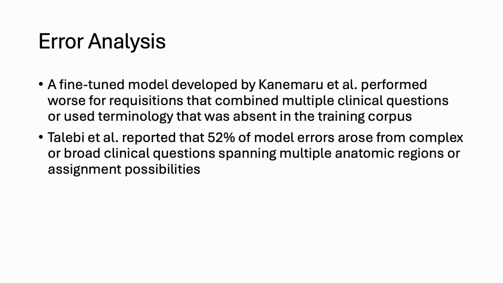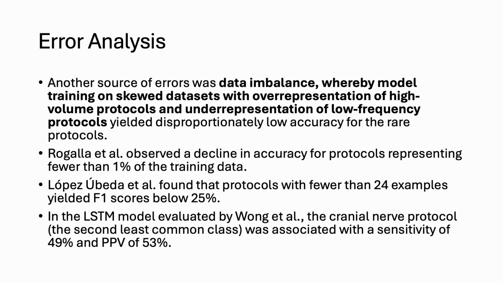Another common source of error were studies that had requisitions that combine multiple clinical questions into one requisition. Those were often missed by the protocoling model. Another common source of error was related to class imbalance, where the models performed best on common protocols that were also commonly found in their training data, whereas rare protocols, they performed much worse, partly because those rare protocols by definition are rare and they don't show up very often in their training data sets, so they didn't perform as well in those areas.